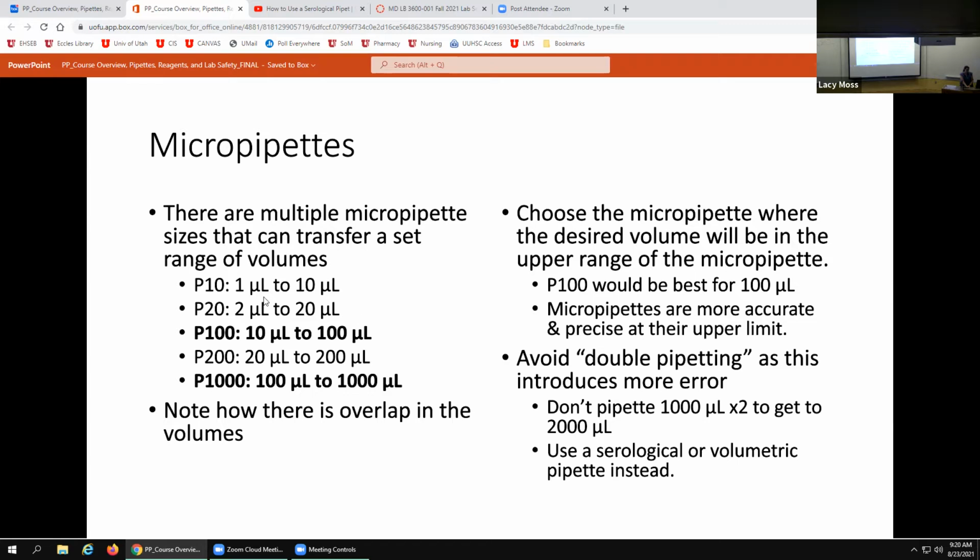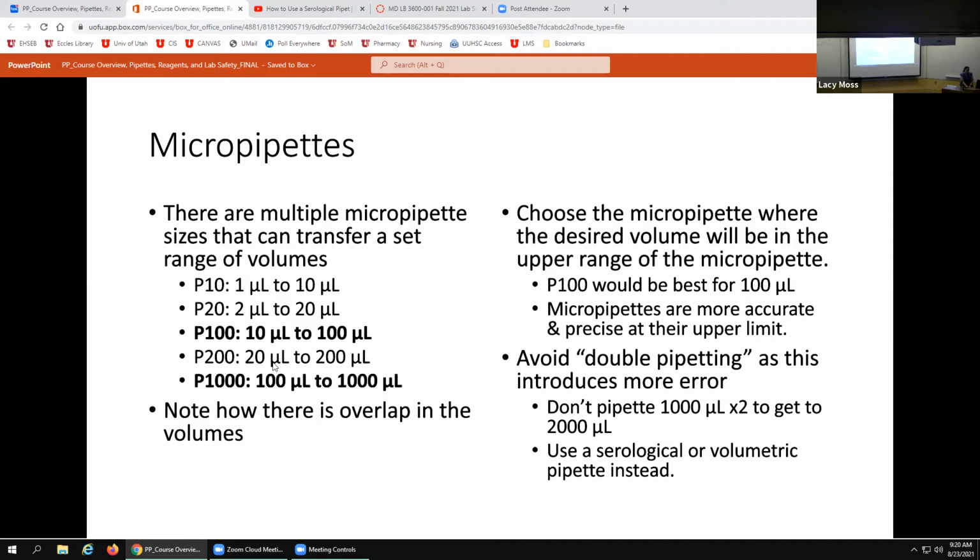The P20s, our lab, you're going to be starting off with the P100s and the P1000s, because the P1000 goes 100 to 1000, and then the P100 picks up right where the P1000 leaves off, so you can get all the way down to 10. So that usually covers what we need in our labs. But you can see how there's overlaps in volumes.